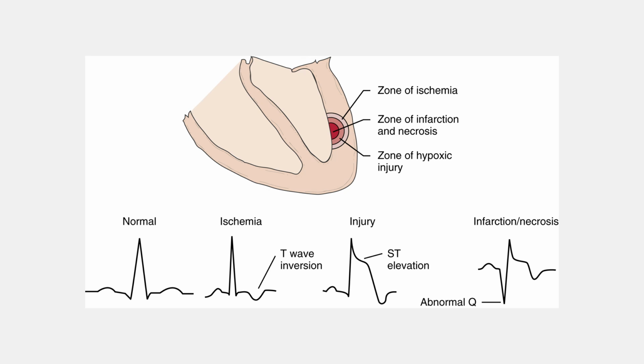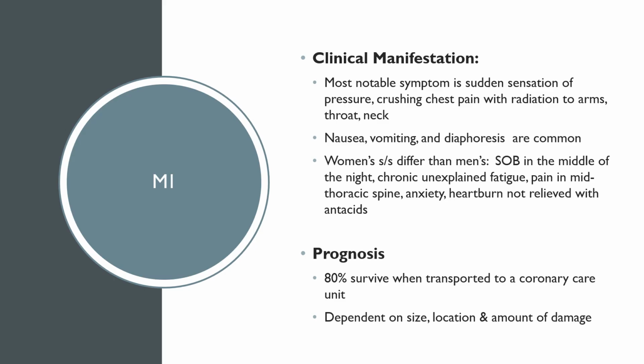Electrocardiographic alterations associated with the 3 zones of myocardial infarction as seen in this image. Clinical manifestations include sudden sensation of pressure, crushing chest pain with radiation to arms, throat, and neck. Nausea, vomiting, and diaphoresis are common.